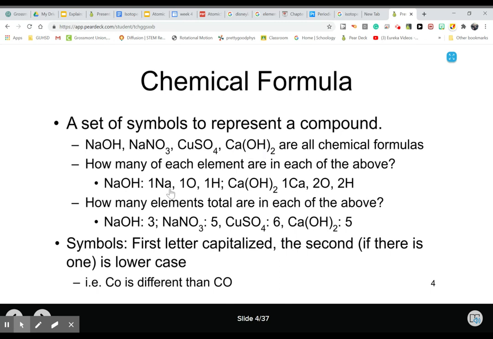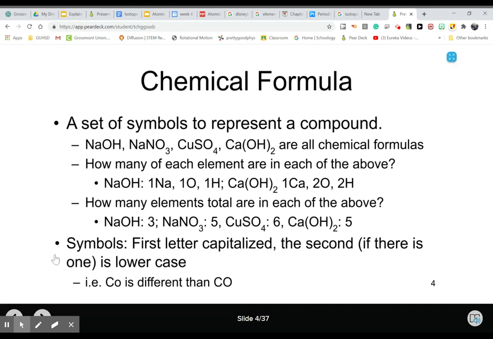Now, how many elements are there in total of each of the above? So I can go ahead and add how many there are total. And that would actually be how many atoms. That should say how many atoms are there in total, not elements. Because if I was looking at elements, it would be 3 different elements for the first, 4 for the second, and 3 different elements for the last. But atoms total would be 6 and 5. I'll go ahead and change that before you actually see this presentation.